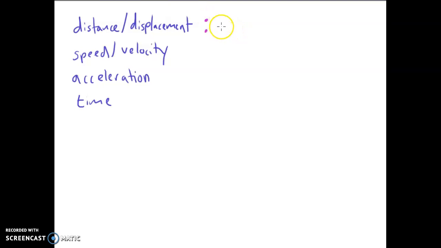In this class, we're mainly going to use meters. Okay, meters are a unit of length, right? Length or position or height, right? Meters. So distance and displacement are measured in meters. Speed and velocity are measured in meters per second.